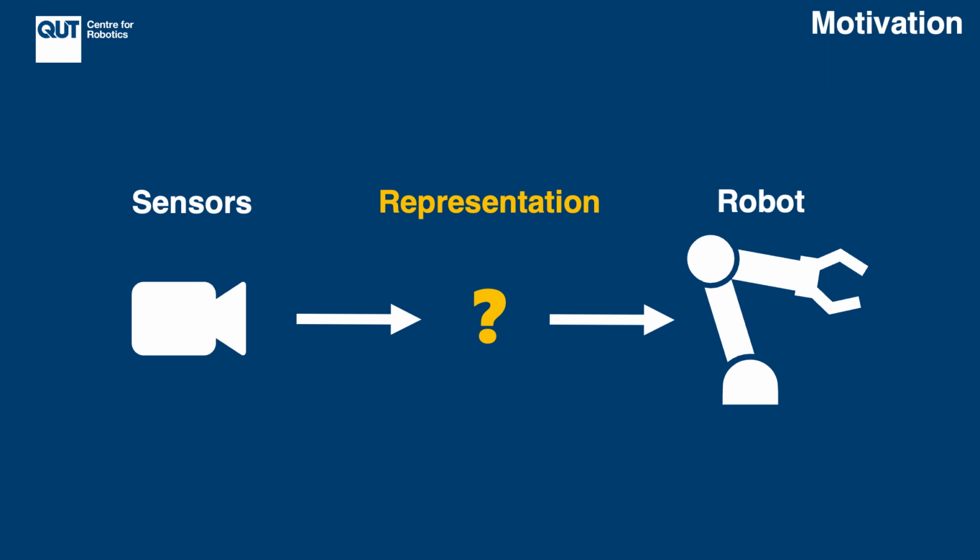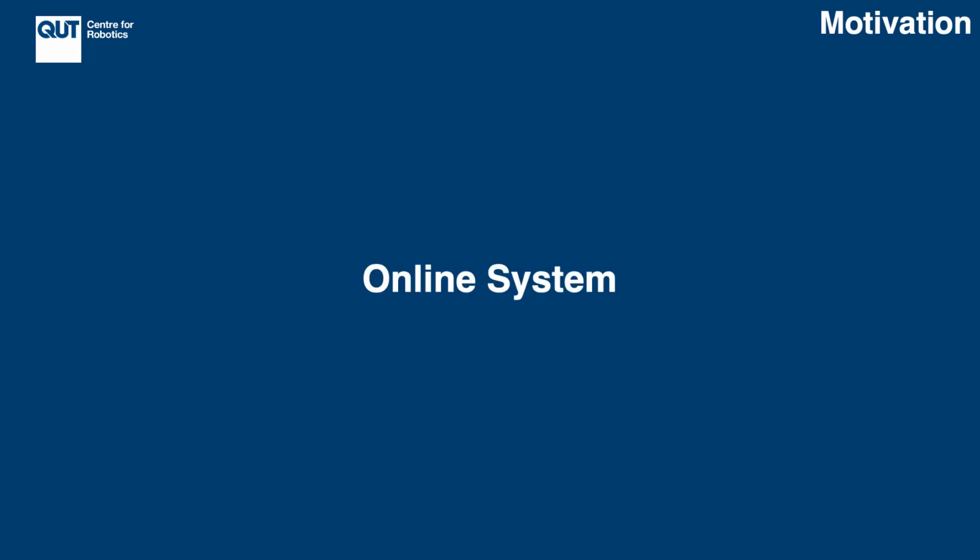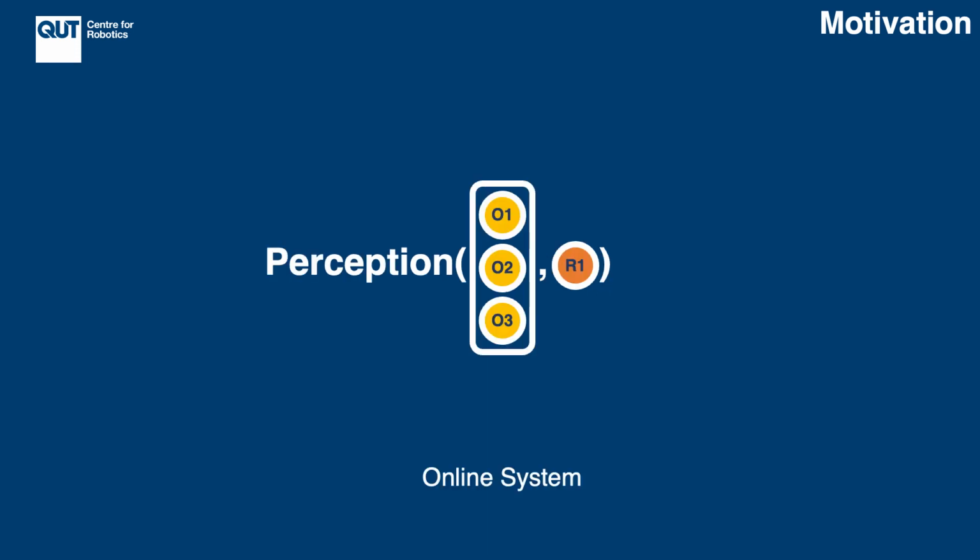Desirable properties of such a representation include the ability to capture 3D structure and the ability to rapidly update in response to changes in the environment. This second property can be referred to as the online challenge and can be expressed functionally as follows. Given a learned representation R and new observations O, we wish to compute an updated R as quickly as possible.